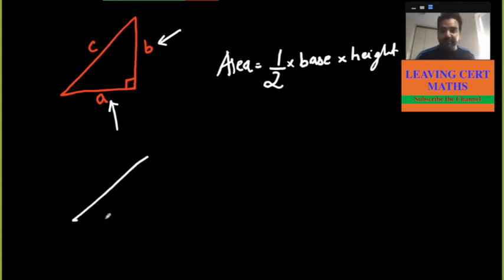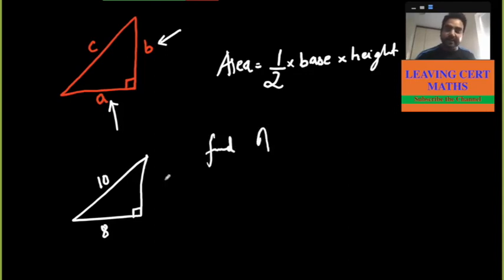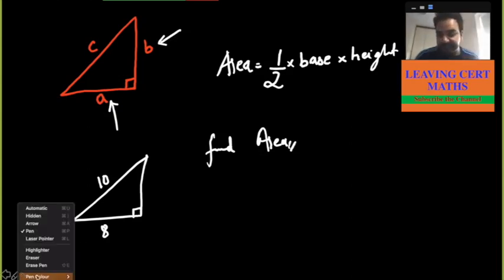So if I give you one question like this, just one question, this is your 10, this is your 8, find the area of the triangle, and this is 90 degrees. Can you find it? Try. What will you do first? Find the missing side. Yeah, that's good, go ahead.